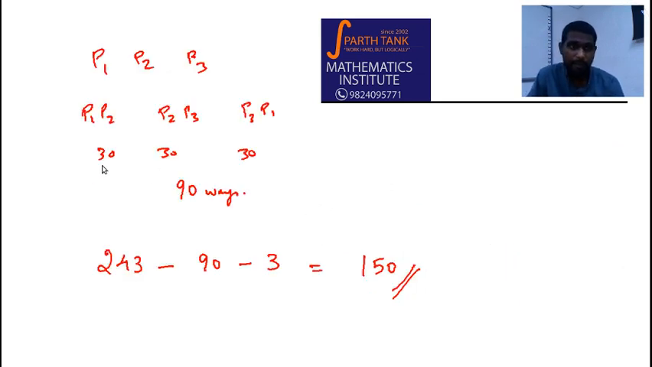So the answer, and then remember, you can choose those 2 people in 3 different ways. If you choose P1 and P2, then they can have 30 ways in which they do, and so on. And so 150 ways, everyone has at least 1 ball.